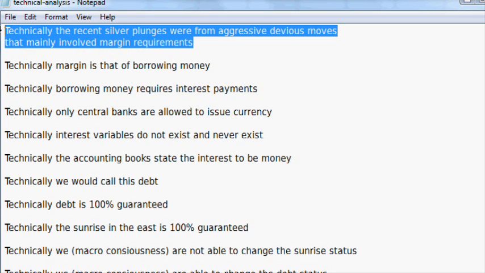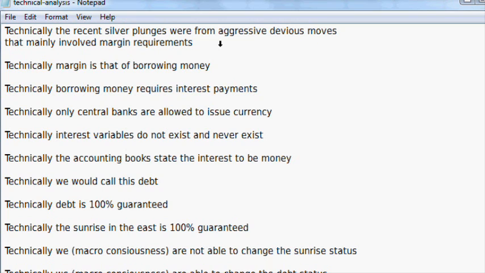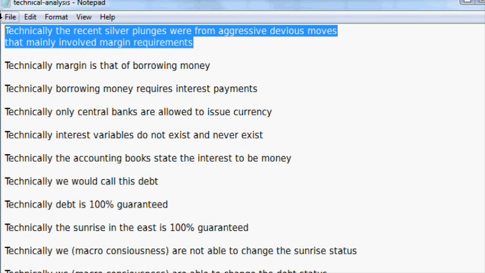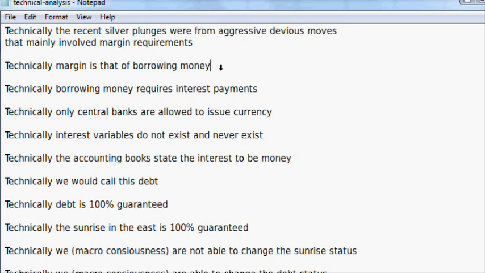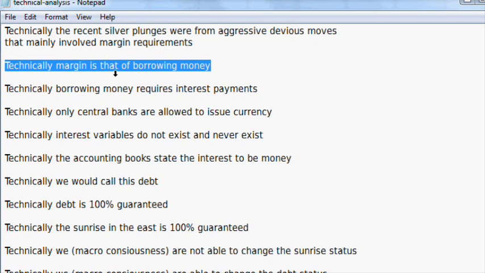Let's go over technical analysis here on the big picture. Technically, the recent silver plunges were aggressive, devious moves that mainly involved margin requirements. Now, when I wrote this out, I did not use a spell check of any sort, so if there's any little mistake here and there, whatever.